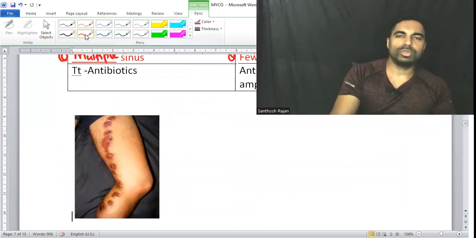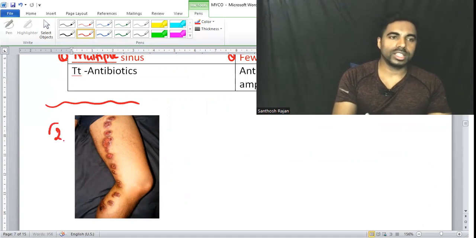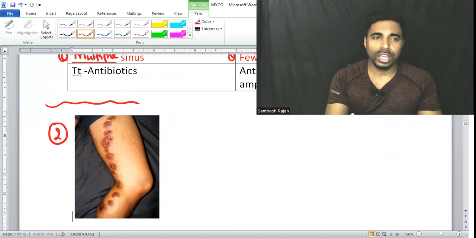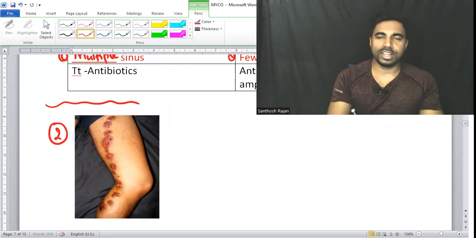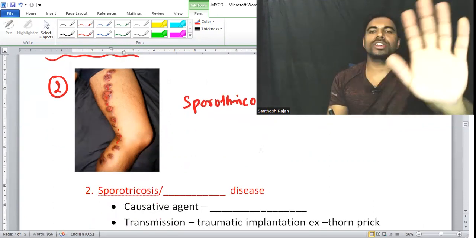Now we are in subcutaneous, the second one. Tell me, this picture is repeated many times. By seeing only, you should see this row of ulcers along the lymphatics. So what is this? Sporotrichosis. Very good. You must remember this, because this is a definite question.